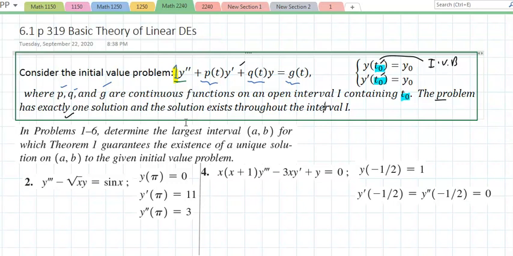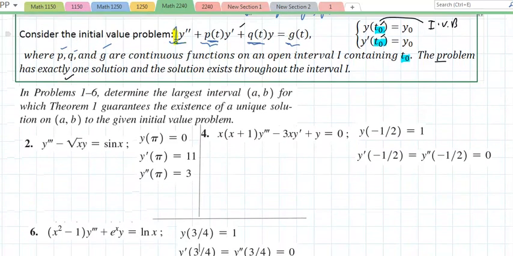Now this could be generalized. I can generalize this to y triple prime, the fourth derivative, and the list goes on. But I need as many initial conditions. The deal is the same idea. As long as that's a 1, I want all of these functions multiplied by y and its derivatives, including the g function, to be continuous.